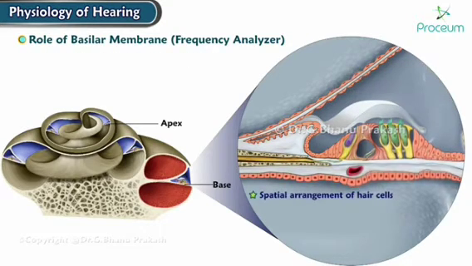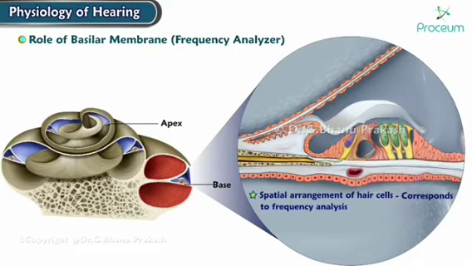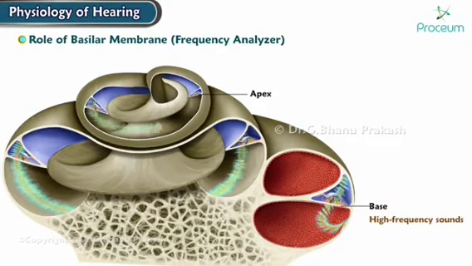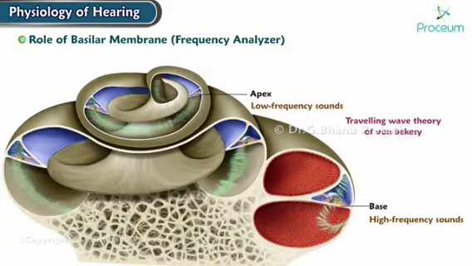The spatial arrangement of the hair cells on the basilar membrane corresponds to the frequency analysis, with the hair cells at the base of the cochlea responding to high-frequency sounds and the hair cells at the apex responding to low-frequency sounds. This gives the appearance of a traveling wave in the basilar membrane. This theory is called the traveling wave theory of von Békésy.